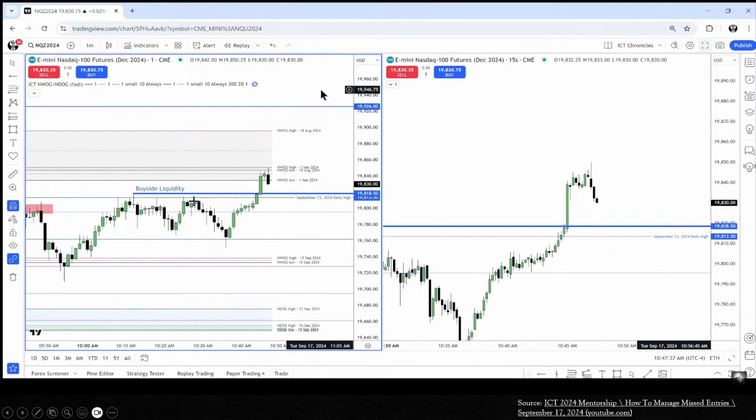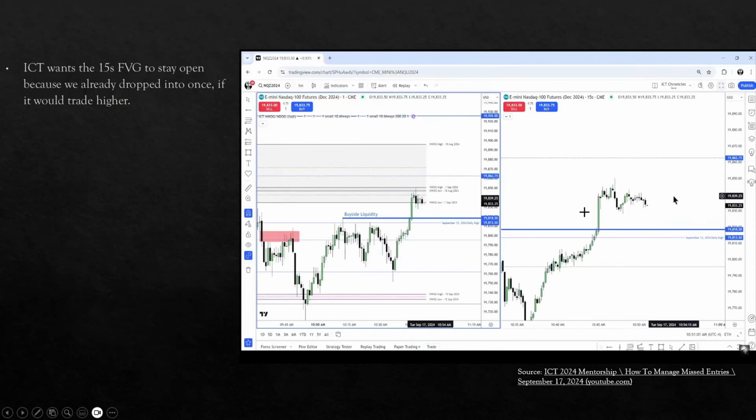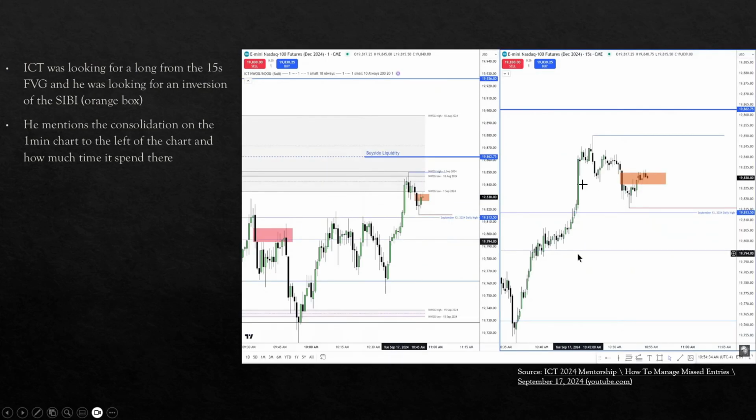And next, we sweep the buy side liquidity and trade into the new week opening gap right here. ICT wanted to see this 15-second fair value gap stay open because we already dropped into it once, but if we would trade higher from here, that doesn't happen and we close this fair value gap in. ICT was also looking for a long from this 15-second fair value gap, and he was also looking for an inversion of the CB from the orange box.